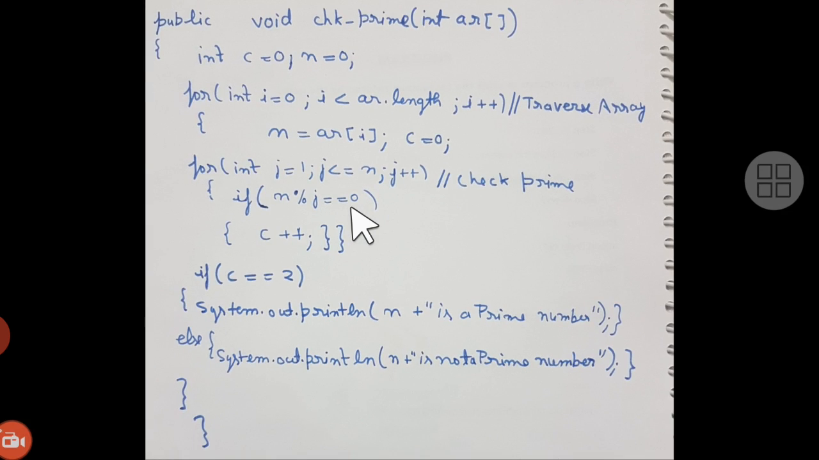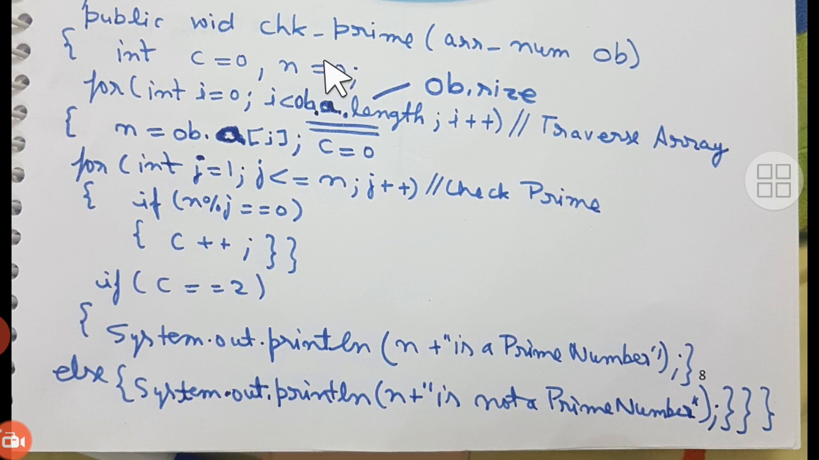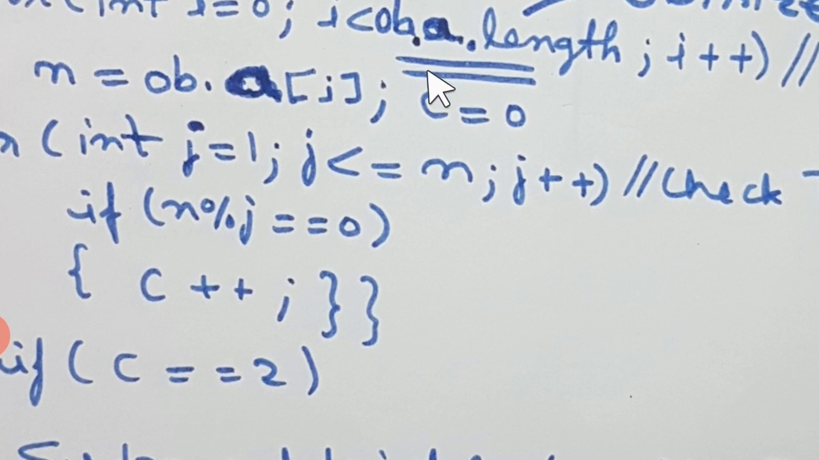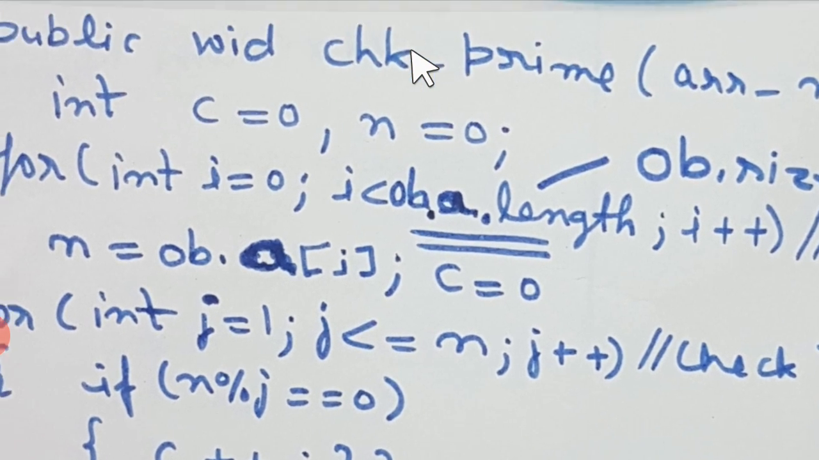After that, students, we have got another function with the same name, chk_prime. So basically I'm going to implement the concept of function overloading also here. Here you can see arr_num, that's the name of the class, and ob, that is the object. So this time we are using the concept of object passing also. Here you see int c = 0, n = 0. Now the loop works from i = 0 to i less than, please notice this, ob.a.length. So I've used this object name as the parameter.